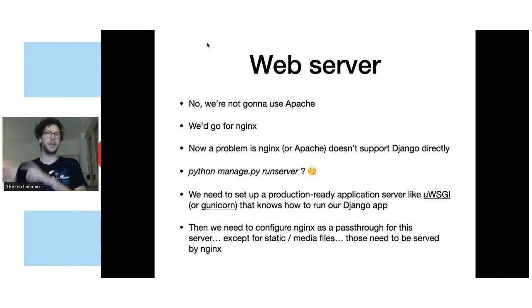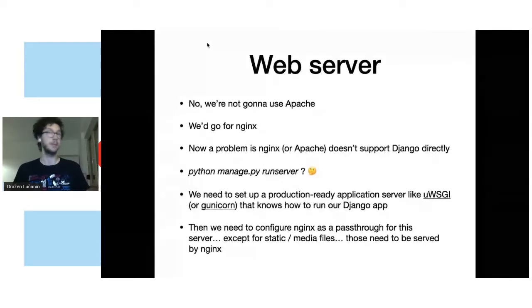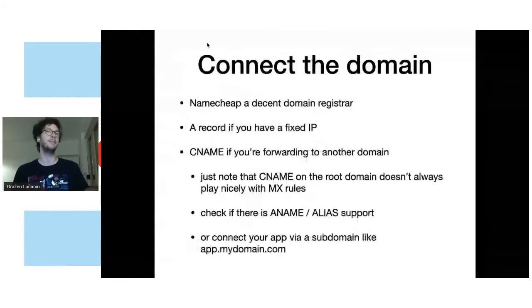But then we come to static files and media files, which don't go to this Python server. They are served by the web server itself because that's more efficient. Okay, so you figure out how to set this up, then you are connecting to the domain. Now you need to register a domain. You need a domain registrar. Namecheap is a good option.